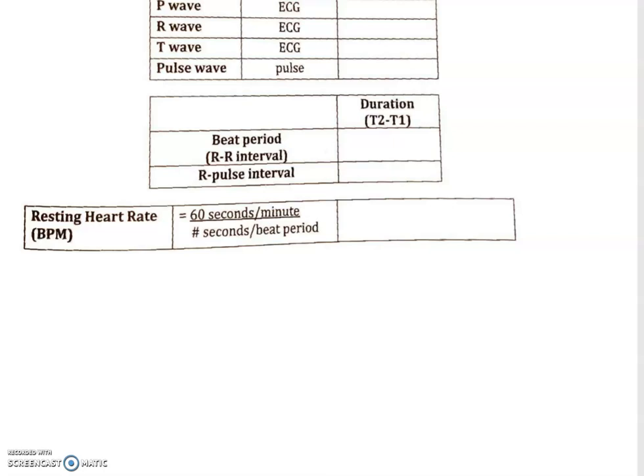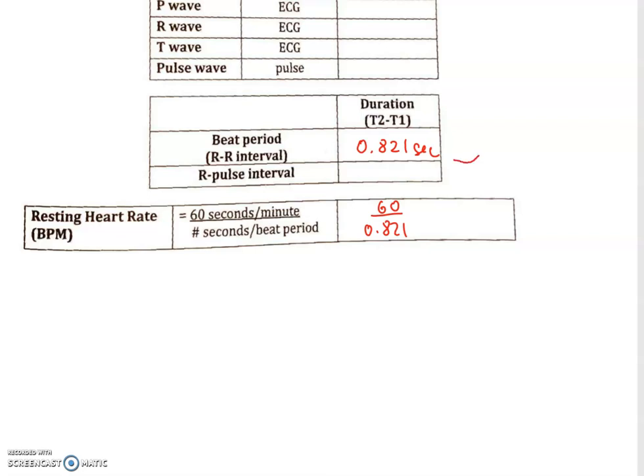So let's say the duration from R to R was 0.821 seconds. Now how do you calculate the resting heart rate from something like that? Well, you would have to go 60 divided by 0.821. That's the measurement from R to R, so from the peak to the next peak of your QRS complex.